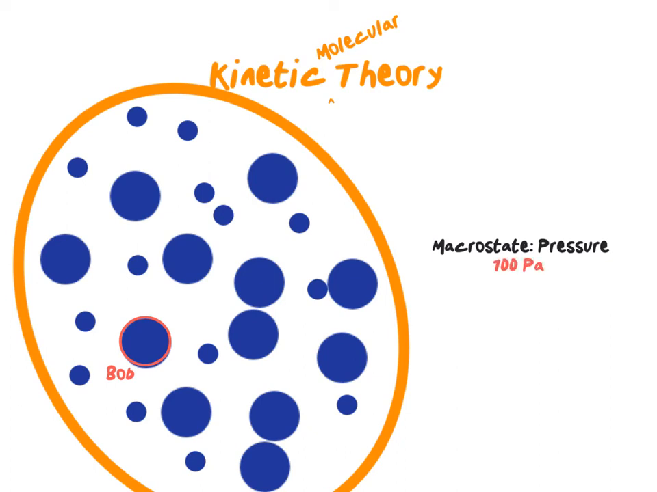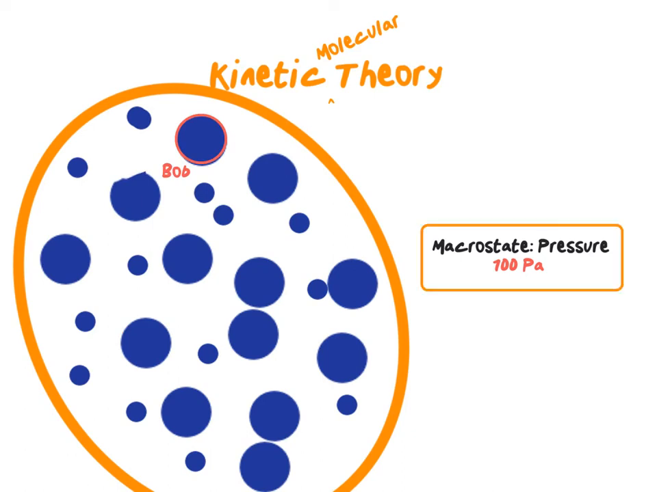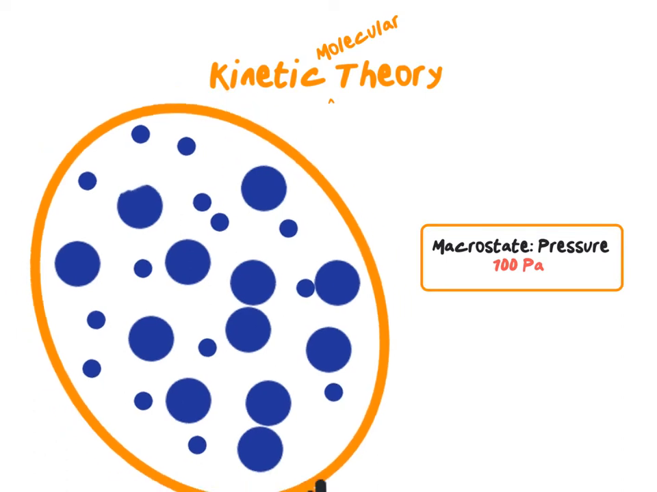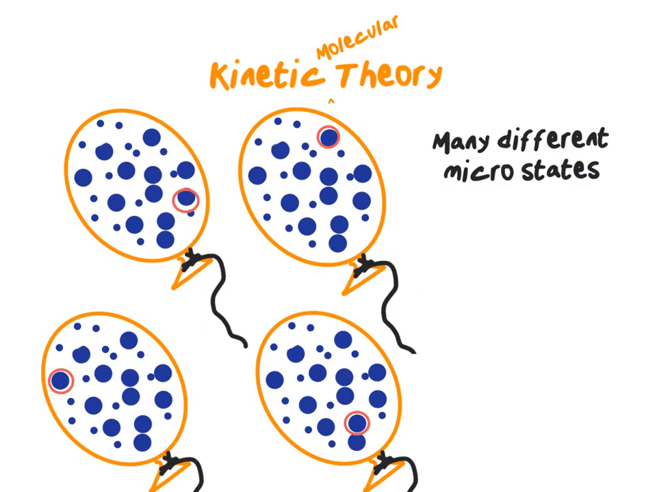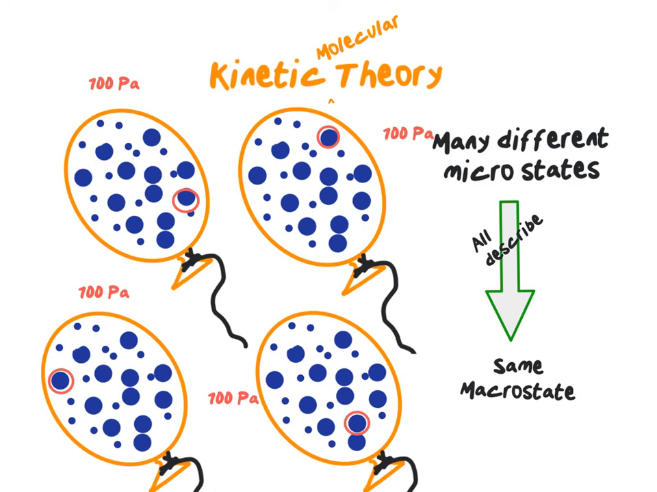In a snapshot a few seconds later, Bob might be over here on the top right. And we might still measure the same measurement for the pressure, 100 pascals. So in other words, what I'm getting at is that there can be many different microstates that make up an overall macrostate of a system.